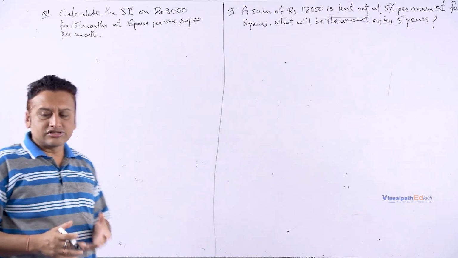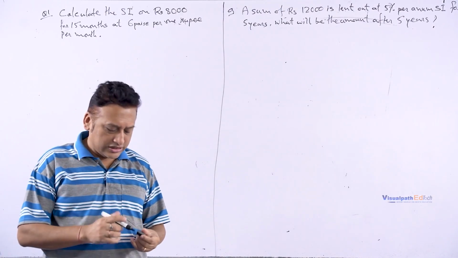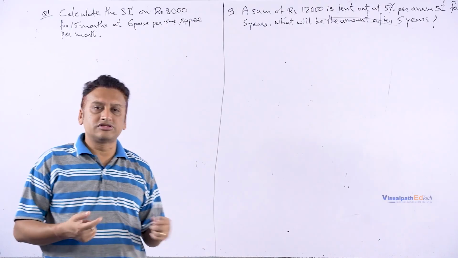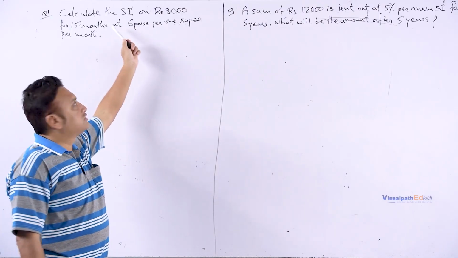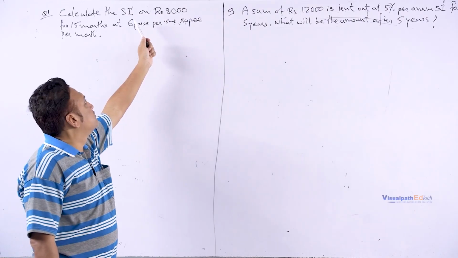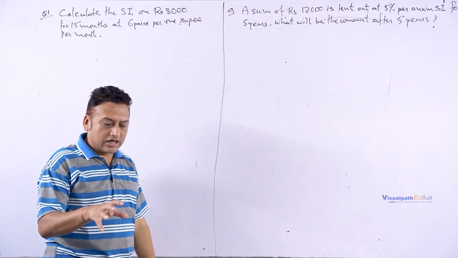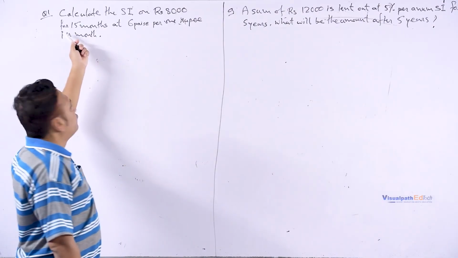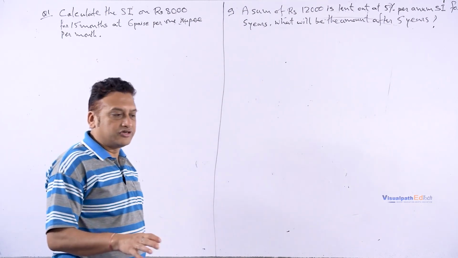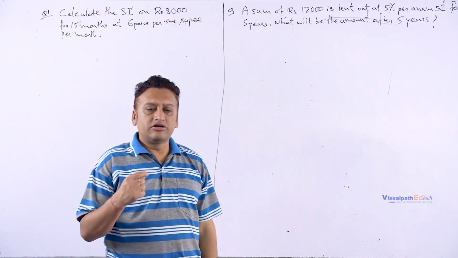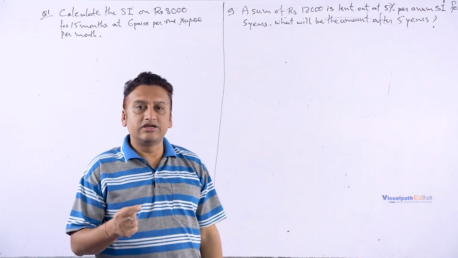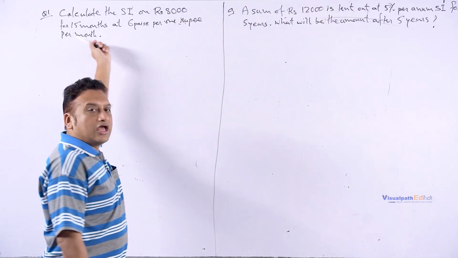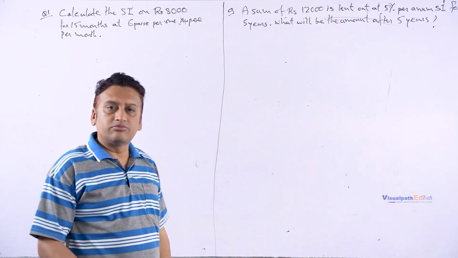Now, among all the information that is given in the question, it is very important for us to understand what is P, what is the value of T, what is the value of R. If you look at the question, calculate the simple interest on rupees 8,000. So, 8,000 is the amount which is borrowed, and therefore that is the principal. For how many months? 15 months. So, 15 months is the time period. But remember, in our relation P into R into T, it was very clearly said that T should always be expressed as the number of years. So, this is given as months, which we have to convert to number of years.